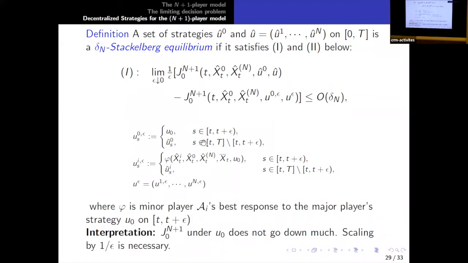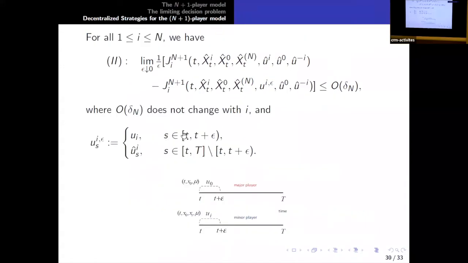So for the minor player, it's actually easier. Basically, it has perturbation just for itself. It's like a large game. We consider the perturbation of this single guy. So it's easier. Again, it means J under the new control is above the old cost. So it means you cannot really go down too much.